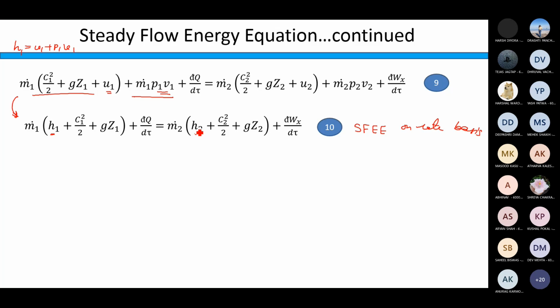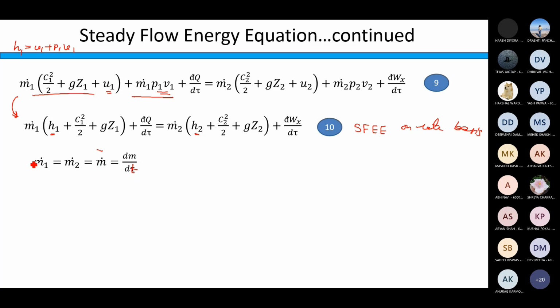Now the same expression can be written on a per unit mass basis as well. To do that, I am introducing again the mass flow rate. If you have a device where there is only one inlet and one exit, in that case I can write m1 dot is equal to m2 dot is equal to simply m dot, the mass flow rate, which is nothing but the rate of change of mass with respect to time, dm by dt. Correct?